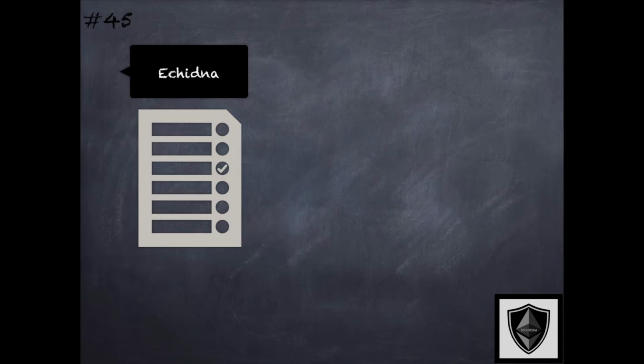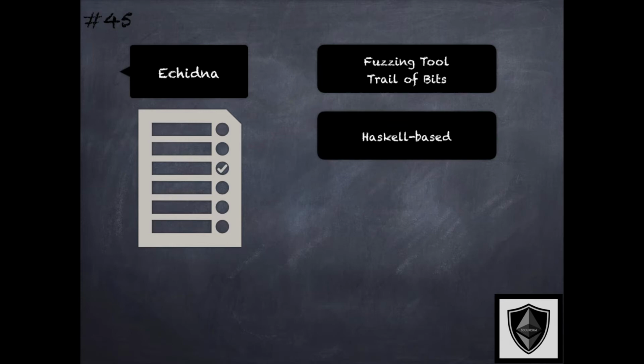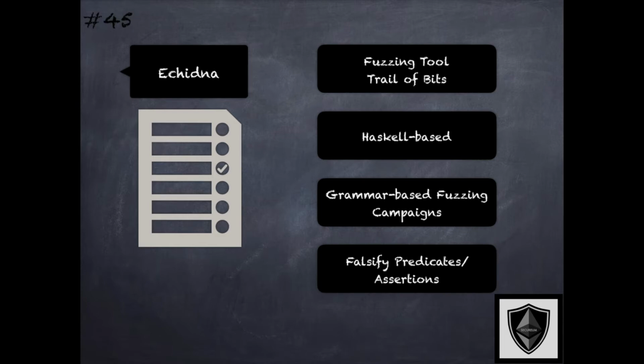Another tool from Trail of Bits is Echidna, which is a fuzzing tool and complements Slither and Manticore, again for use with smart contract audits. This is written in Haskell, and it performs grammar-based fuzzing campaigns based on a contract's ABI to falsify user-defined predicates or even solidity assertions in the smart contract code.